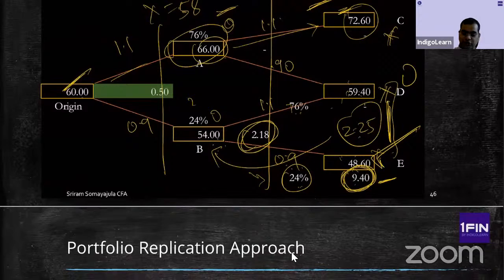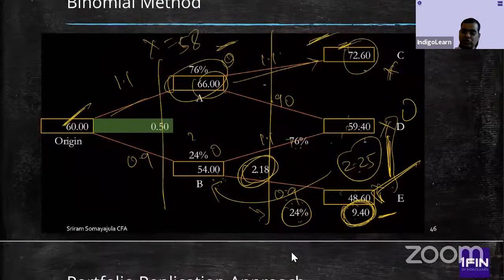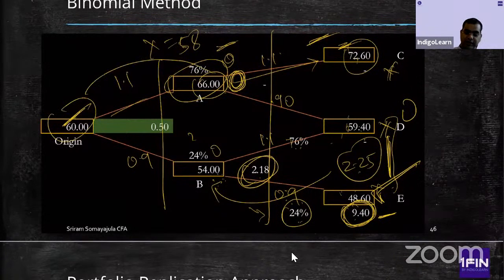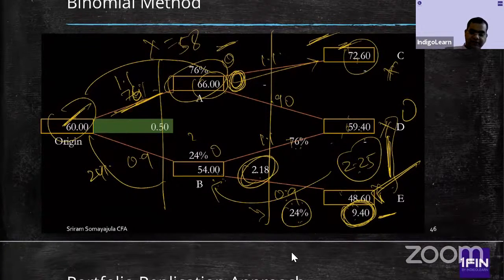Now, at this node, the net expected value of the benefit is 2.18, and these two nodes are 0, so the expected value at those nodes is anyway 0. Now coming back to this node, you work backwards, from here to here. The probability of up move is 76%, and the probability of down move is 24%. So 24% into 2.18 plus 76% into 0, because here the expected value is 0.